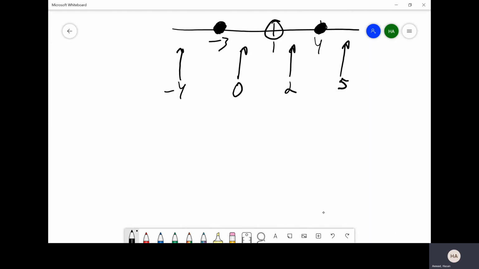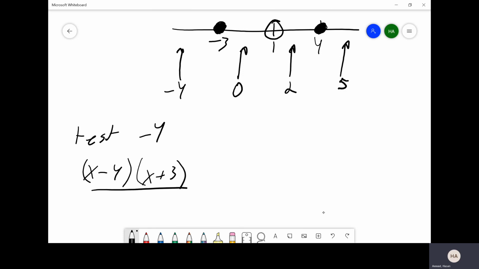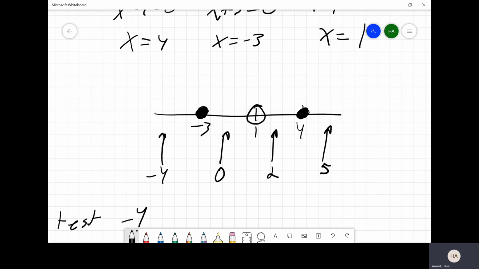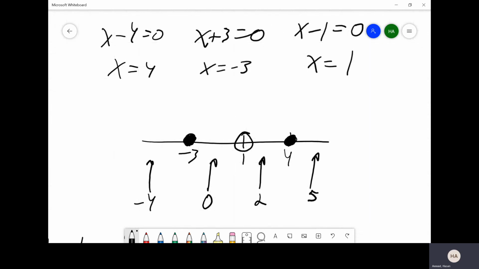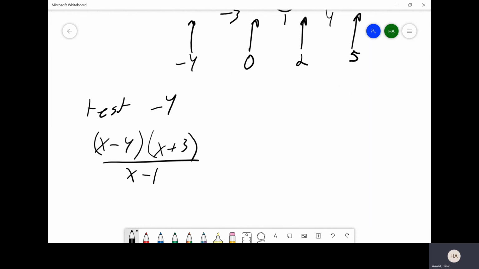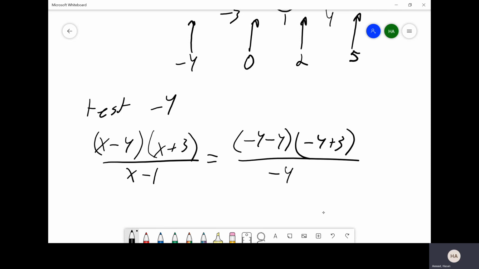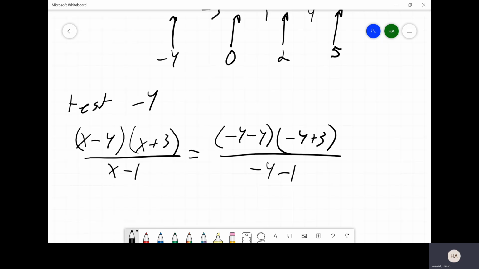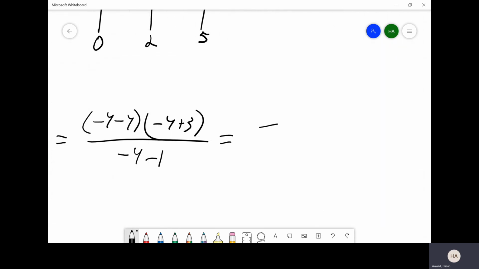So we just go right along and we test. So testing, and we're going to do negative 4, right? And our original was (x minus 4)(x plus 3) over (x minus 1), right? Yep. Okay, great. So we plug in for negative 4. We get (negative 4 minus 4)(negative 4 plus 3) over (negative 4 minus 1). Well, negative 4 minus 4 is going to give us a negative number.